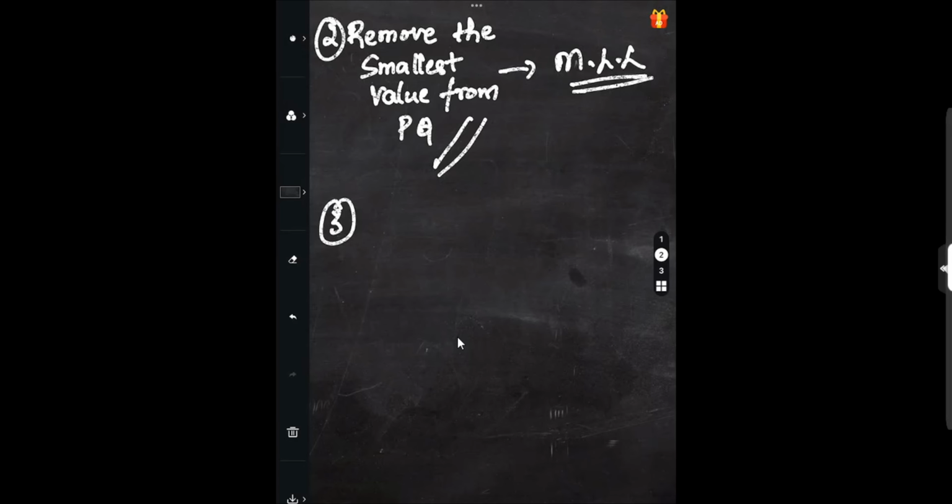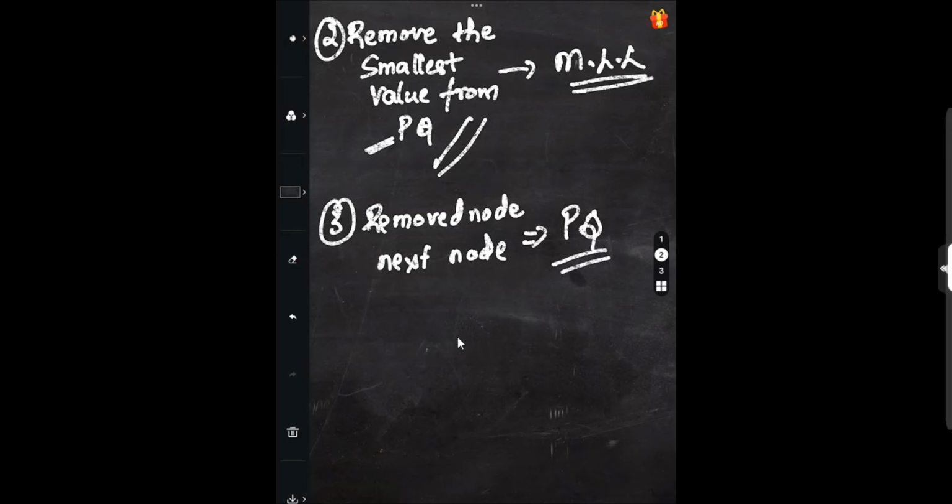Let's move on with the third step. We are removing the smallest value from the priority queue. If the removed node has a next node, then we add that next node to the priority queue. This is fine.